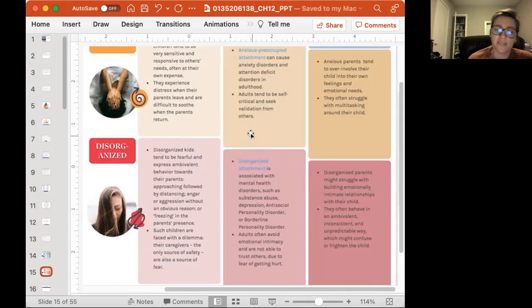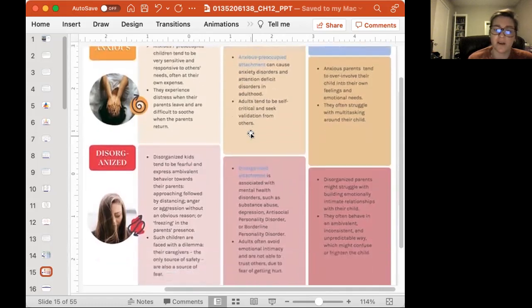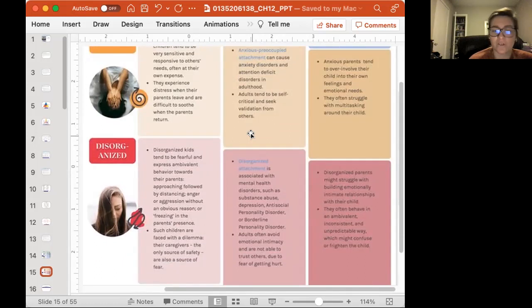Disorganized attachment for adults is associated with mental health disorders such as substance abuse, depression, antisocial personality disorder, and borderline personality disorder. Adults often avoid emotional intimacy and are not able to trust others due to fear of getting hurt. Disorganized parents might struggle with building emotionally intimate relationships with their child. They often behave in an ambivalent, inconsistent, and unpredictable way, which might confuse or frighten the child.